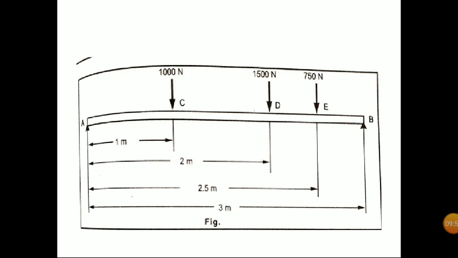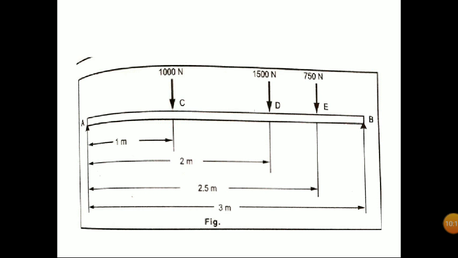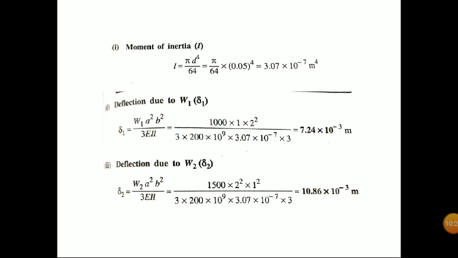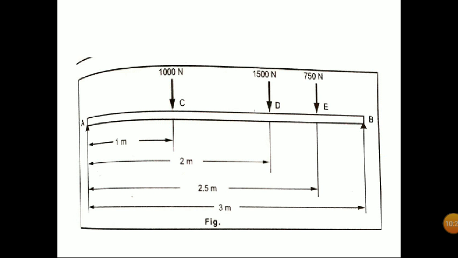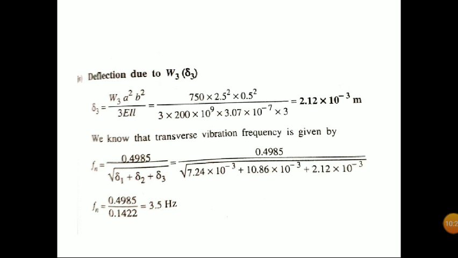Here a means the distance of the load from the left side, and b means the distance of the load from the right side. If we consider 1000 Newton, from the left it is acting at a distance of 1 meter, and from the right it is acting at 3 minus 1, that is 2 meter. So we find both distances, 1 and 2, and 3 EIL. E we know, I we know, L is the total length of the beam, that is 3 meter. Similarly, we find delta 2, that is due to 1500, and also delta 3, that is due to 750. So we find delta 1, delta 2, delta 3 when a number of loads are acting.